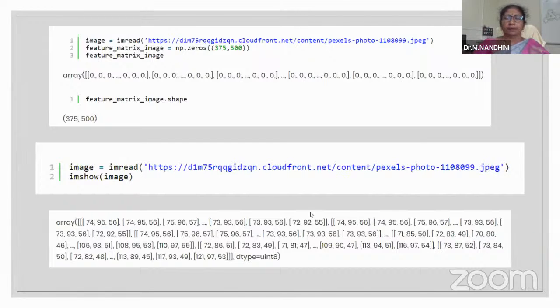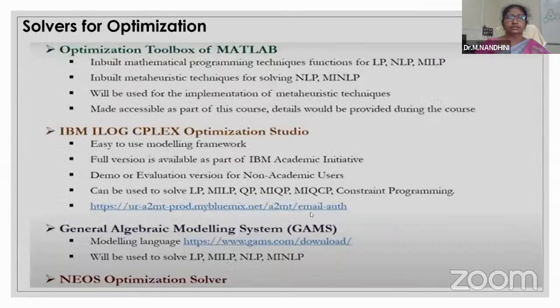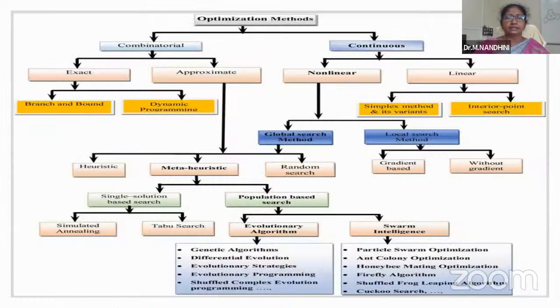And here in Python, if you are implementing, see how arrays help us to input that image into the machine learning model. These are the different solvers which can be applied for optimization in different domains, and this is the taxonomy of these optimization methods, starting with the continuous and the combinatorial. Many flows are available, that is up to your convenience, and you can make your own flow also, but the main core of the concept should not be violated.